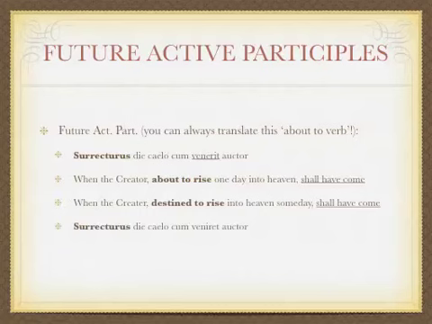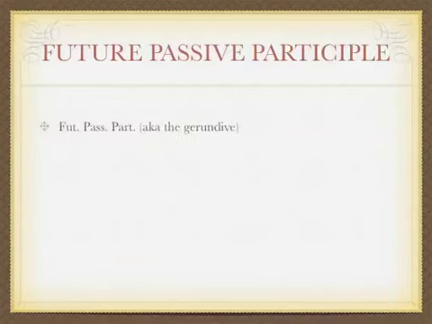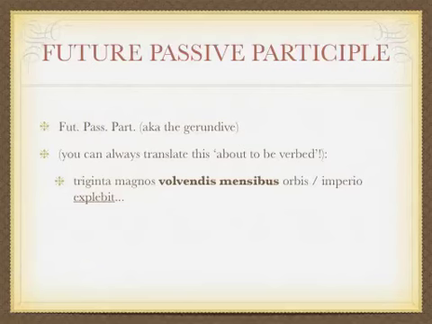And here I have now changed the tense of venerit, future perfect, to venerat, an imperfect. So when the Creator about to rise one day into heaven, or when the Creator came, or when the Creator came who would rise someday into heaven. If you make it into a relative clause, then you have to say would, because we're in secondary sequence now. The change to venerat. And finally, the future passive participle, here it is in an ablative absolute from the Aeneid.